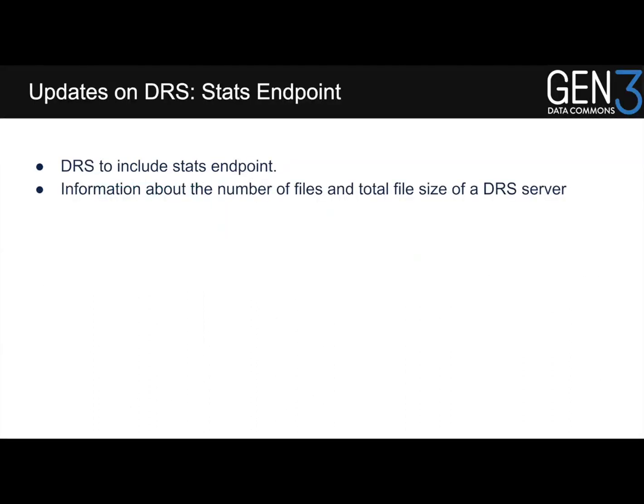The first PR includes the stats endpoint in the standard. This will return information about the number of files and total file size of a DRS server. This helps us keep track of growth of a DRS server over time.